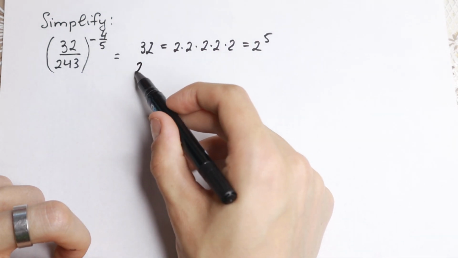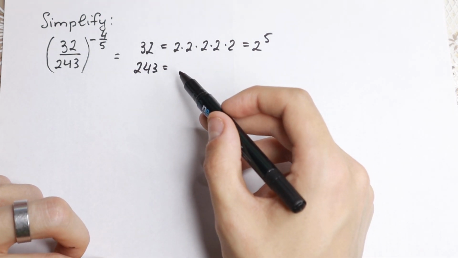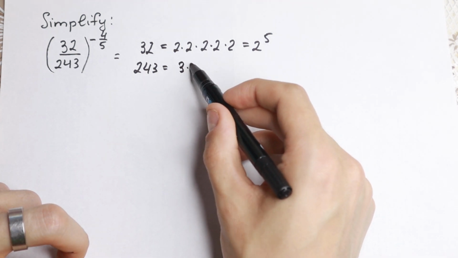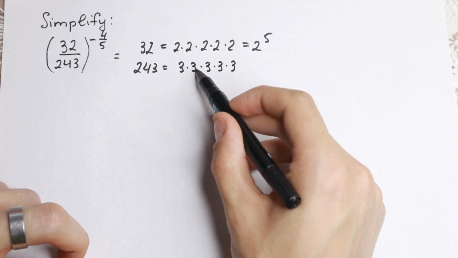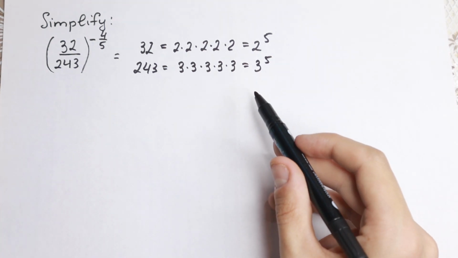Okay, 243 looks like a hard number because it looks like a number that we cannot express in a different way, but we can write it as 3 times 3. We have 9, 27, 81 and 243. 1, 2, 3, 4, 5. So as well we have 3 to the 5th power. So I hope you understand this step.